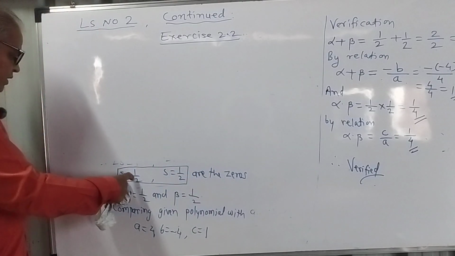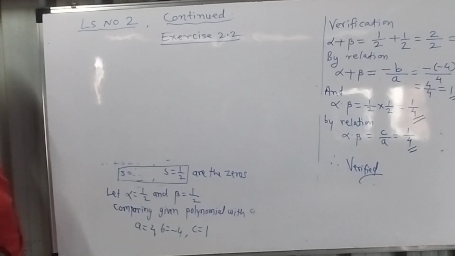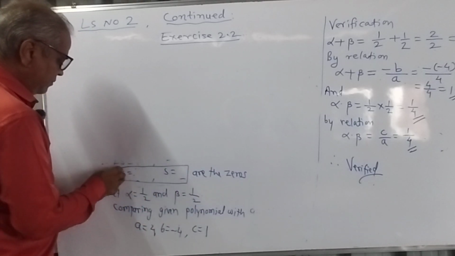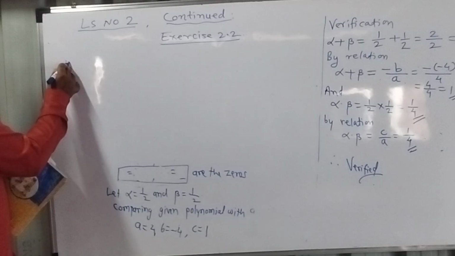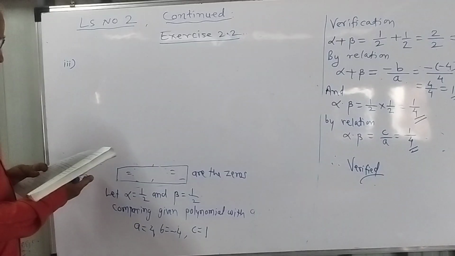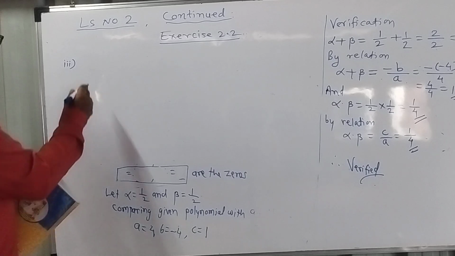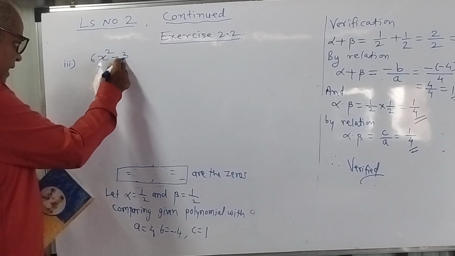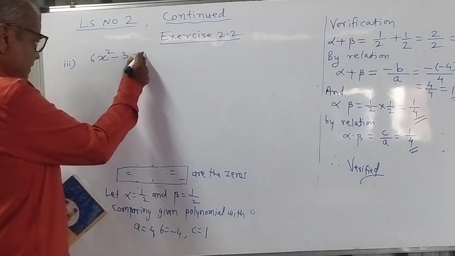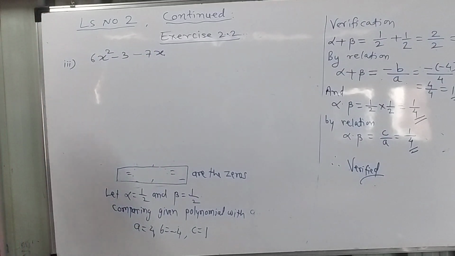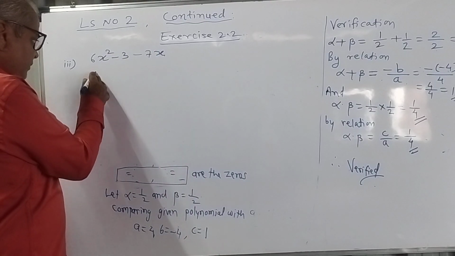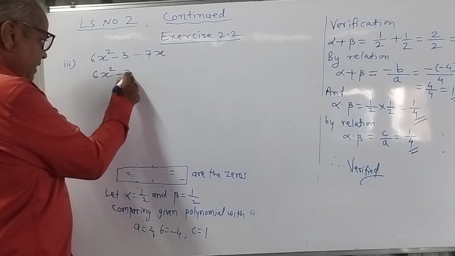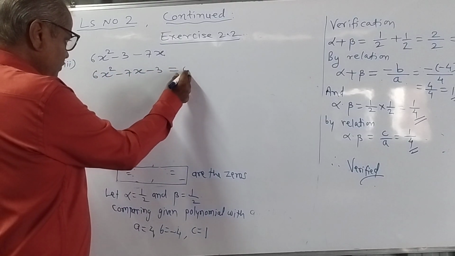Now we will solve question number 3. What is sub question 3? 6x square minus 3 minus 7x. The order is a little jumbled. We need to write in proper order. 7x first and minus 3 last. So 6x square minus 7x minus 3 is equal to 0.